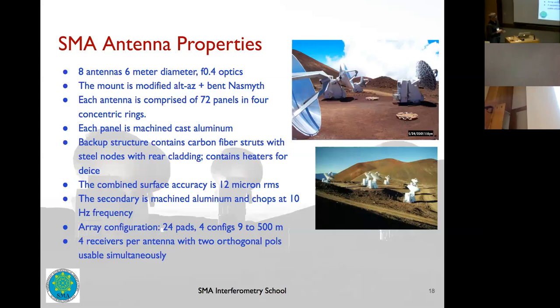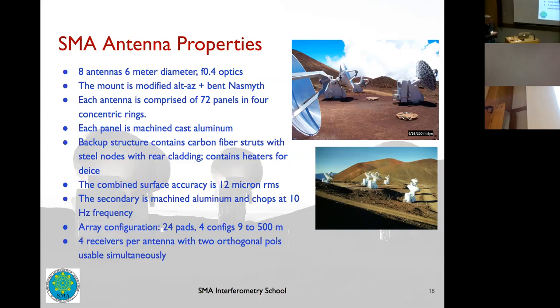So the SMA has eight such antennas. Each antenna is 6 meters, and the optics is F/0.4. The mount is a modified Nasmyth, and each antenna is not a single dish, single surface, but is comprised of 72 panels in four concentric rings. Each panel itself is made of machine cast aluminum. There's a backup structure, and you can see in this picture taken almost 20 years ago that everything was empty, and there was no cladding in the backup.